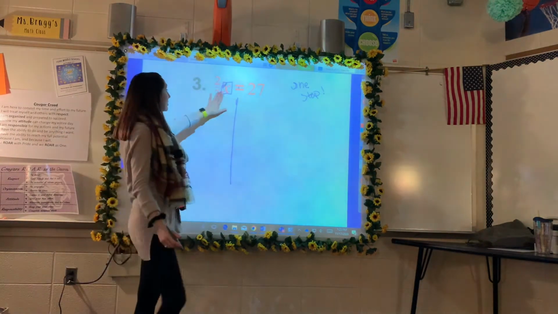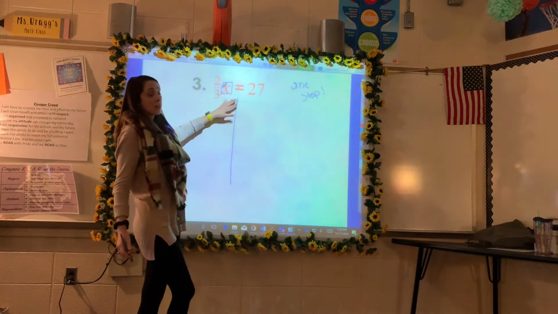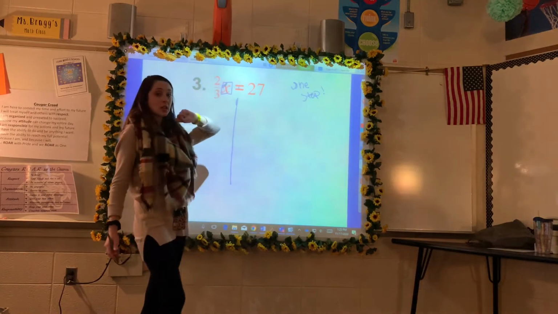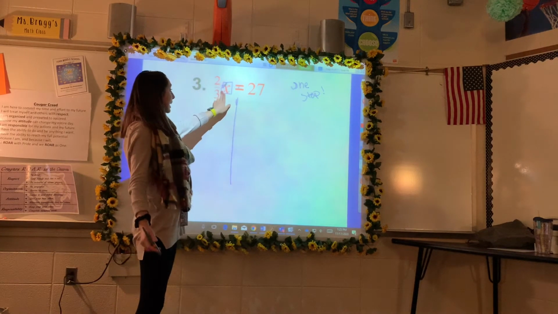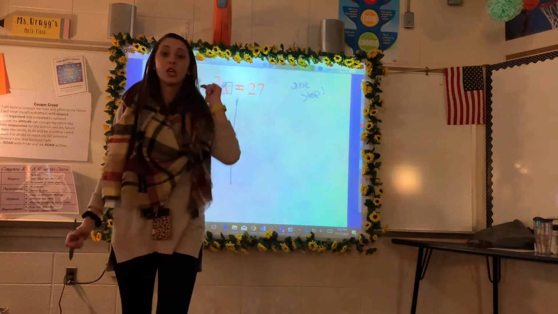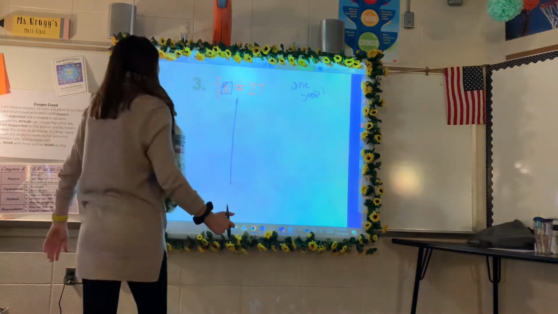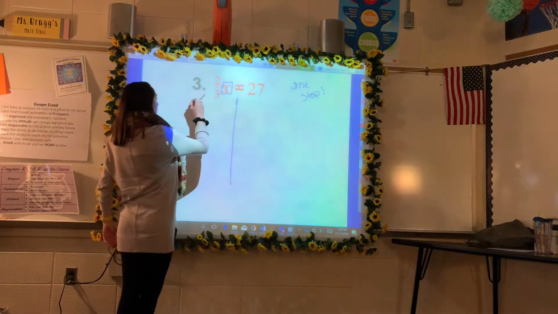So we have to see what operation is going on with this x. We have a 2/3 x. A number and a letter side by side means to multiply. So the inverse of multiplication would be to divide. So we're going to divide both sides by 2/3.